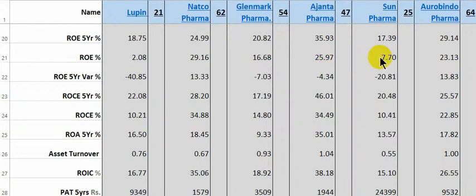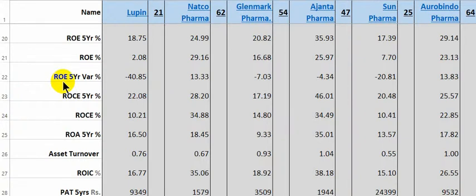Ajanta's has also fallen. Sun Pharma's has fallen. Aurobindo's ROE is also fallen below the average. So only Natco Pharma has managed to increase its recent return on equity above its average ROE of the last 5 years. Next we will see how the ROE in the last 5 years has grown.